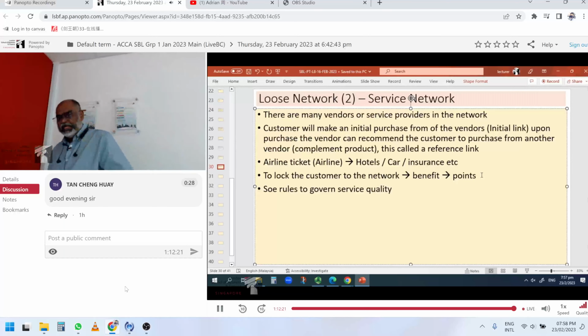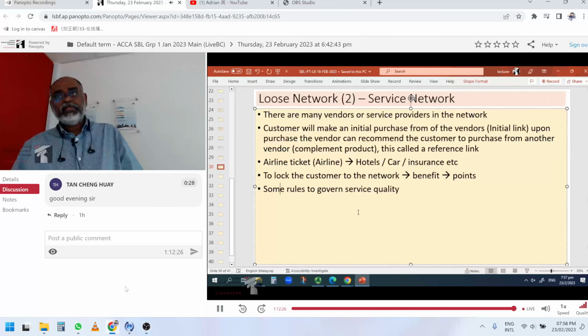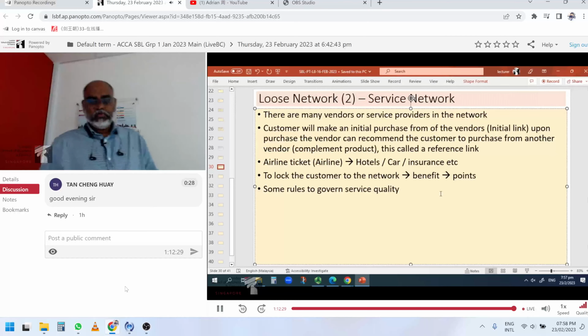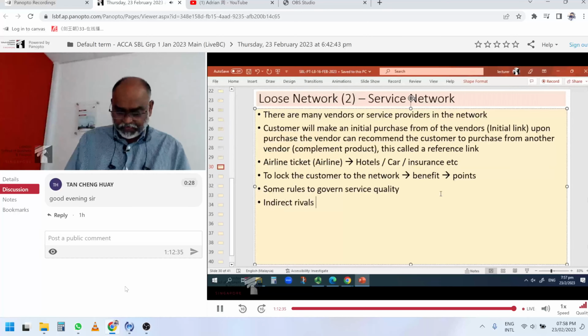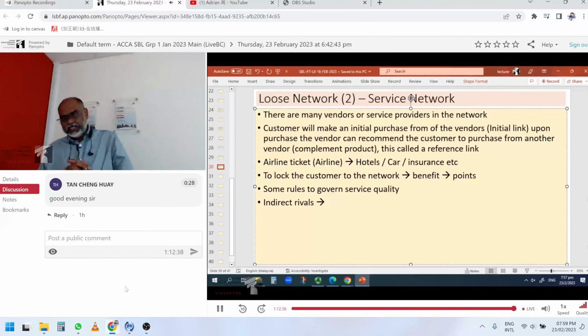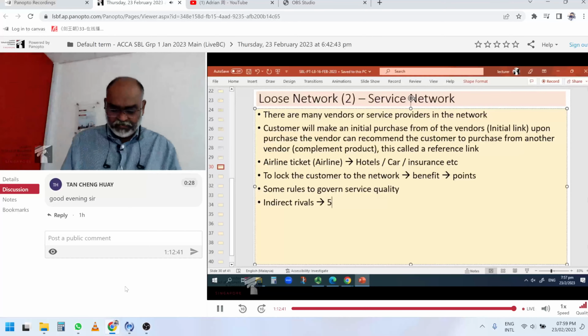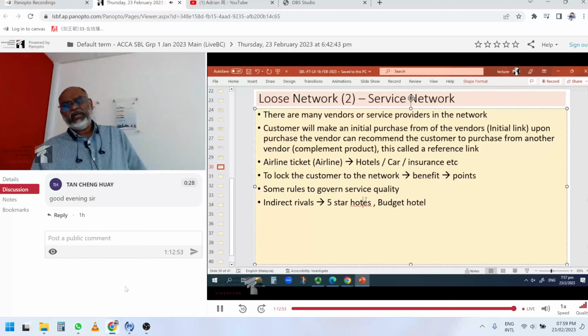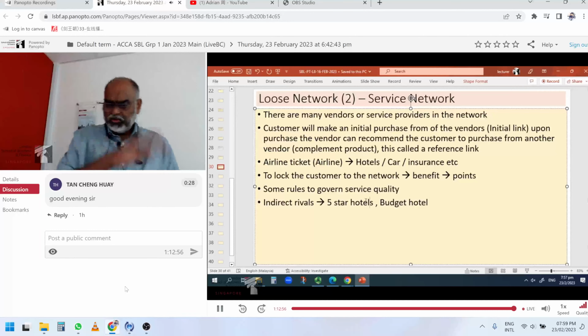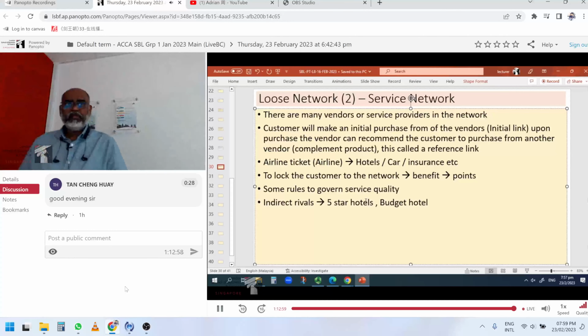Because if you allow every Tom, Dick and Harry to go into this network, it may affect the reputation of other companies in the network, isn't it? So there will be some rules to govern. What we can have in this network is indirect rivals. Indirect rivals means they don't sell the same product. For example, we could have a 5-star hotel in the list, and we can also have a budget hotel. Although they are hotels, they are not direct competitors, right? The person who wants to go to a 5-star will go to a 5-star. They won't compare and say, I might as well go to budget.